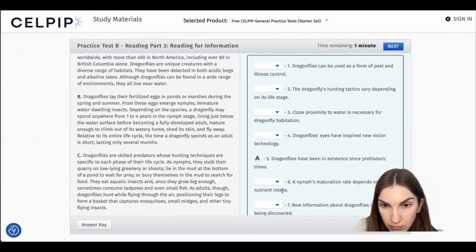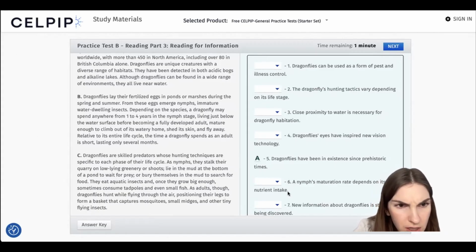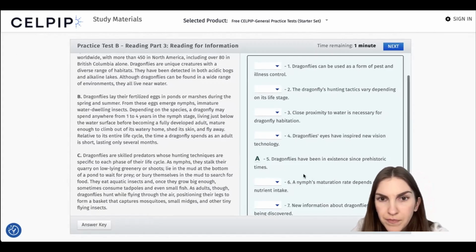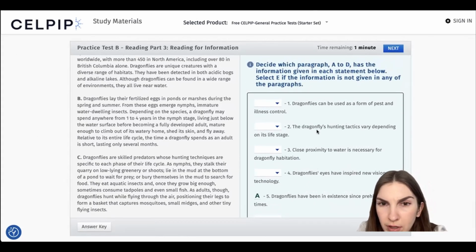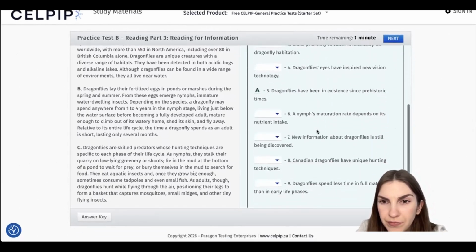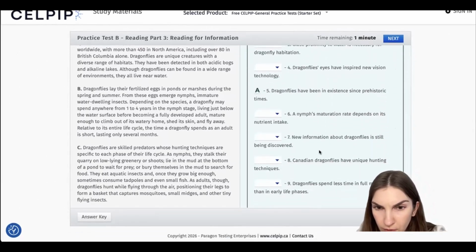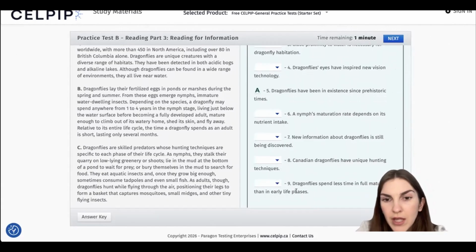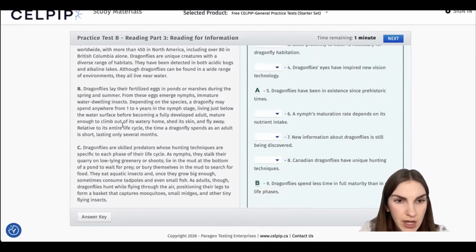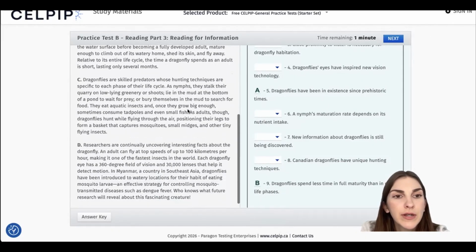Maturation rate. Nutrient. Nothing is said here about nutrition. Very less control. They spend less time in full maturity than in early life phases. Here it's B, less time as adults. So here is the same information. Let's move to the next one.